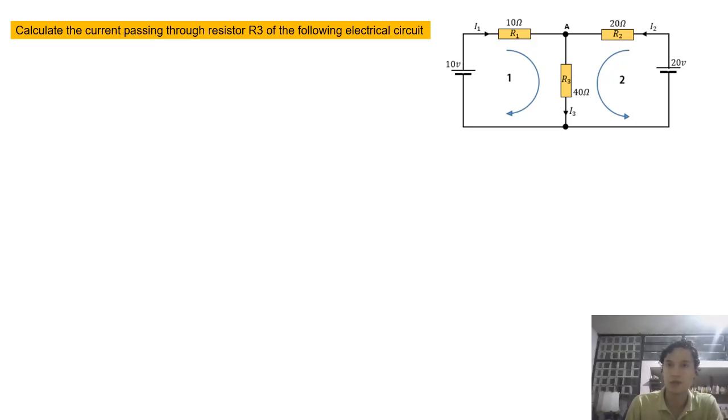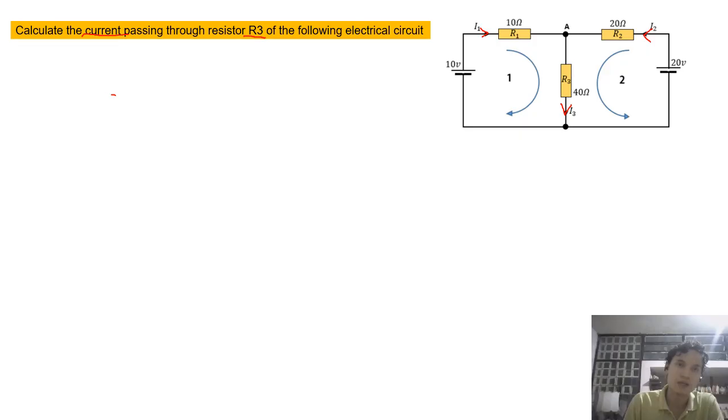We have this circuit and the question is to calculate the current that passes through the resistor 3. So we are looking for this current basically. We have current 1 and current 2 also.